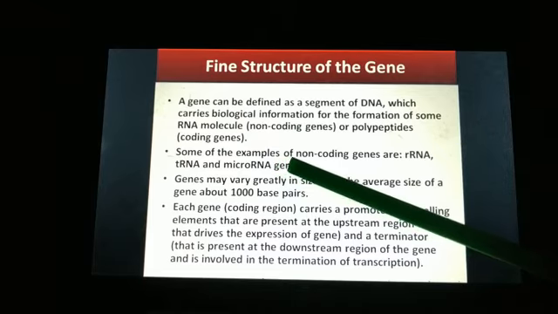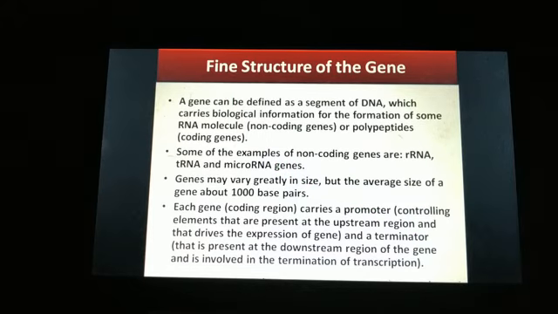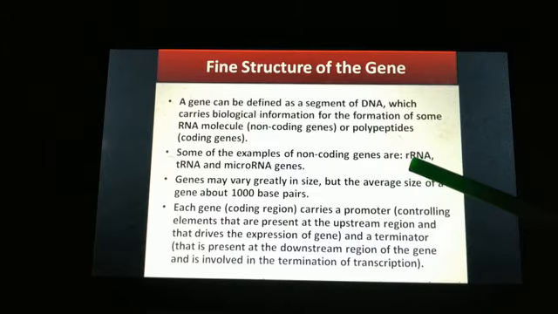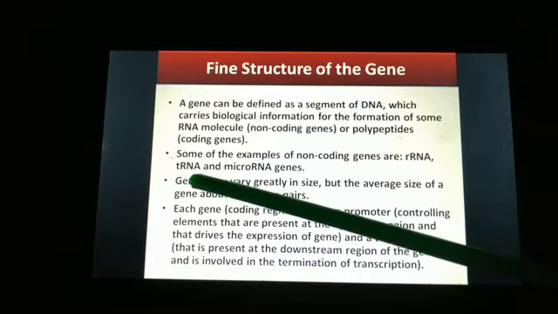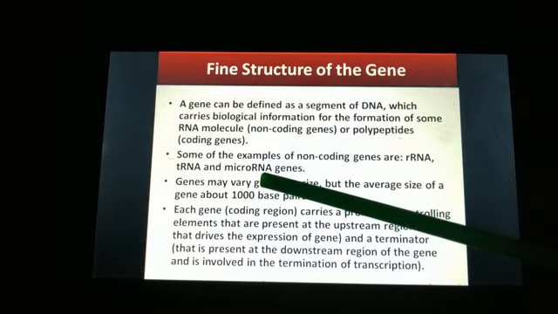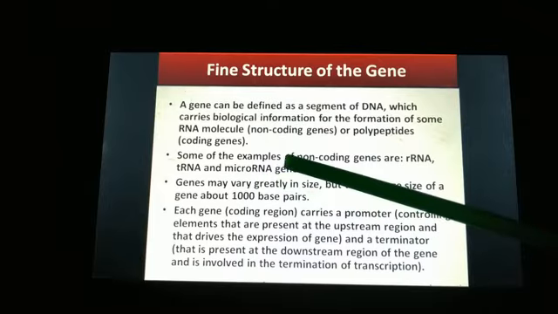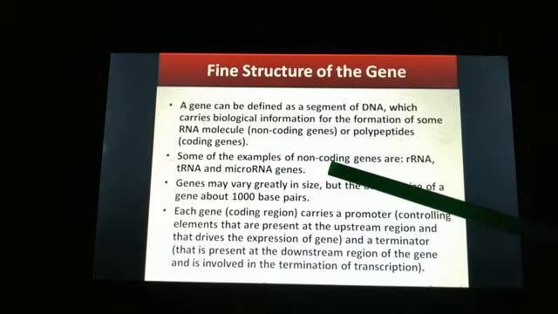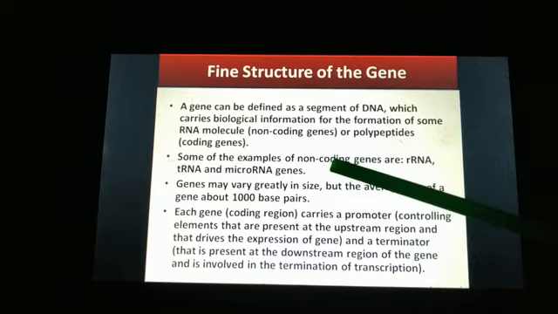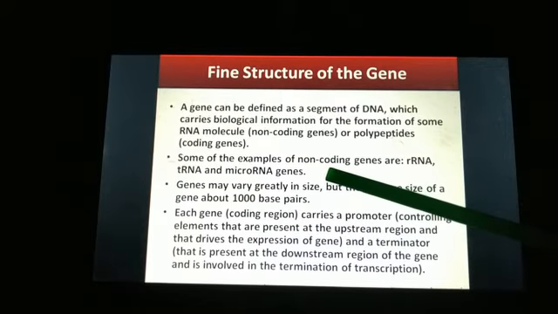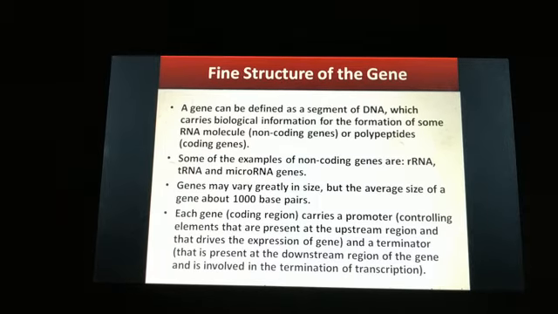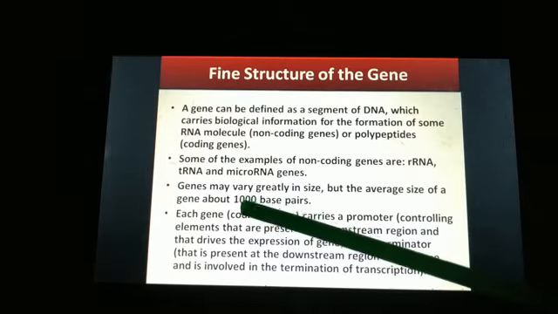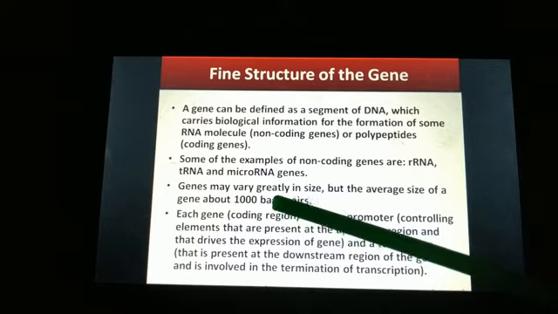Next, some examples of non-coding genes are rRNA, that is ribosomal RNA, tRNA, that is transfer RNA, and microRNA genes. So these genes are non-coding genes. They will not code for any protein, but they will help in such processes. Genes may vary greatly in size, but the average size of a gene is about 1000 base pairs. So the average size will be 1000 base pairs. Base pairs were the ATGCs.